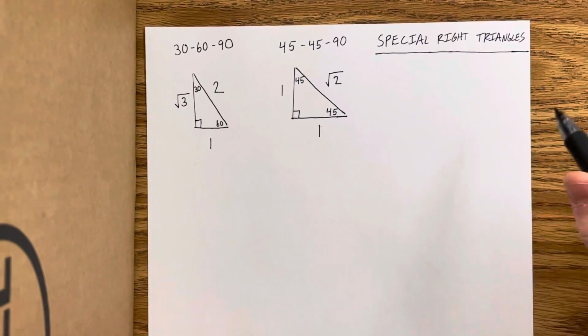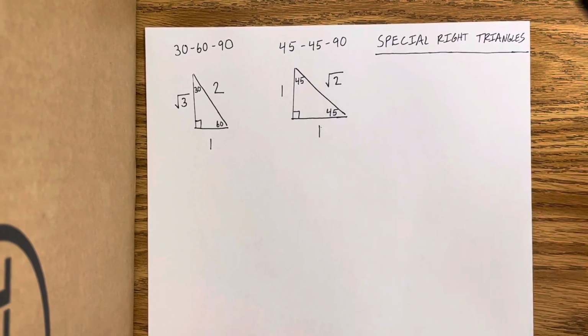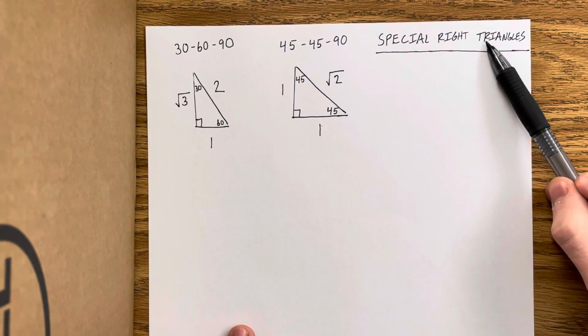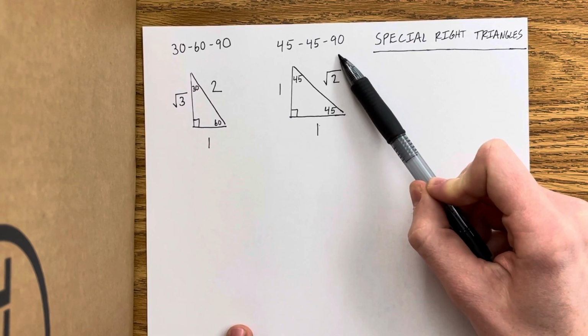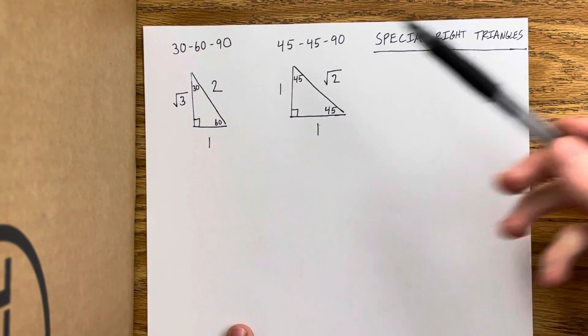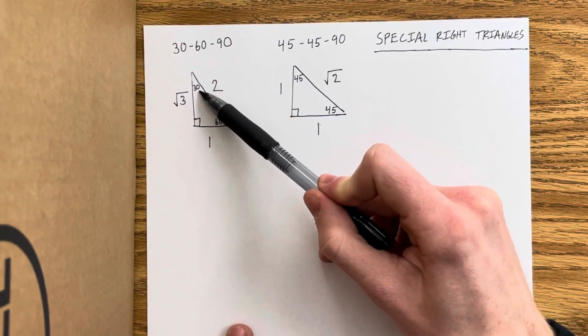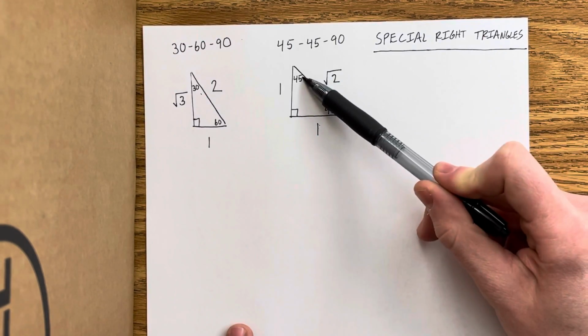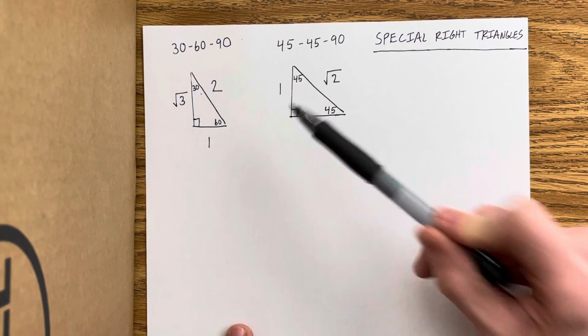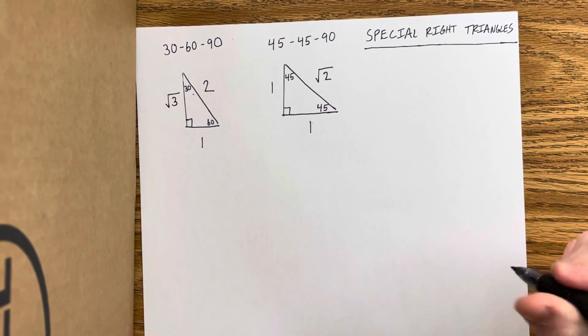All right, so this video is about special right triangles. There are two types of special right triangles: a 30-60-90 and a 45-45-90 triangle. When I talk about 30-60-90, I'm talking about the angles on the inside being 30, 60, and 90, and for the 45-45-90, the angles on the inside are 45, 45, and 90. So that's how we refer to them.